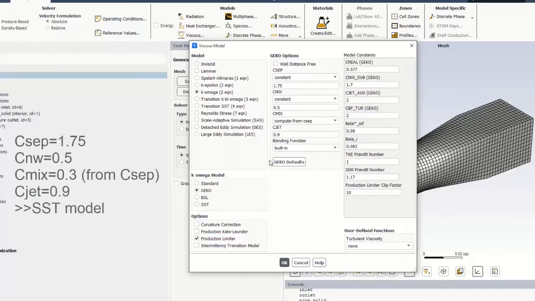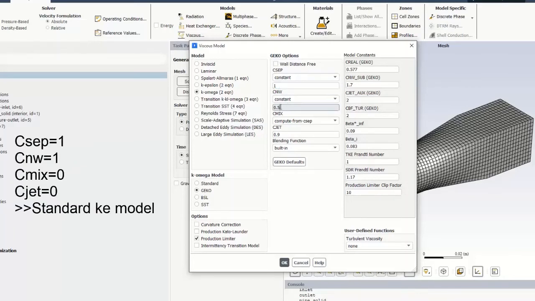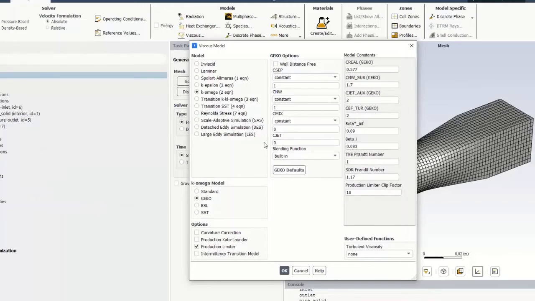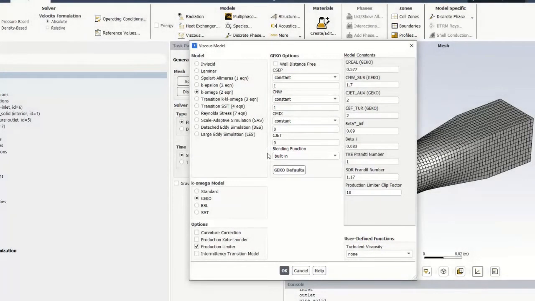There are two specific combinations of interest. The default values of CSEP equal to 1.75, CNW equal to 0.5, CMIX equal to 0.3, and CJET equal to 0.9 give a close approximation of the SSD model in terms of flow separation behavior. With CSEP equal to 1, CNW equal to 1, CMIX equal to 0, which negates the impact of CJET, the model obtains an exact transformation to the standard K epsilon model with the improved near wall treatment of the K omega model. There's also a blending function which controls the relation involving CMIX and CJET that deactivates these parameters inside boundary layers. Note that CSEP, CNW, CMIX, and the blending function can all be specified via UDF.